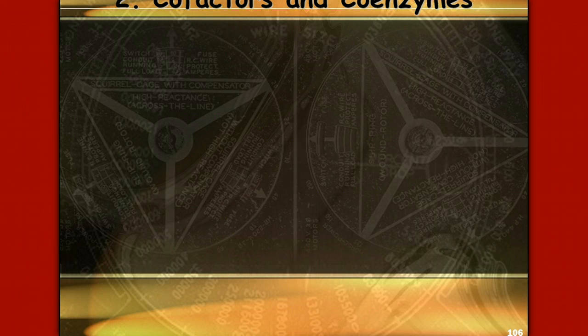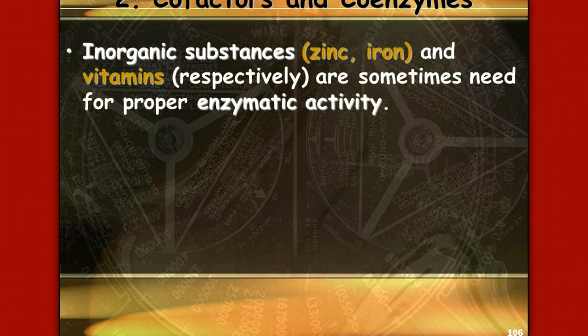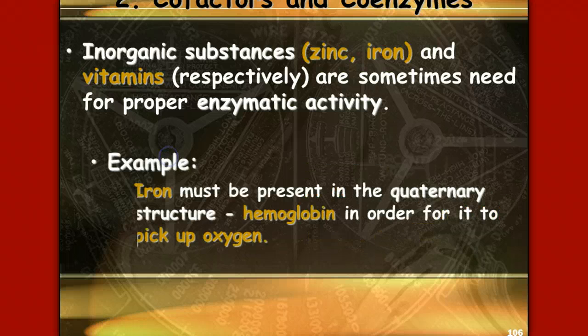Now, let's take a look at cofactors and coenzymes. These are considered inorganic substances. Inorganic meaning they don't have carbon in them, they're not produced by living things, so things like zinc and iron, and even sometimes vitamins, respectively, are sometimes needed for proper enzymatic activity.